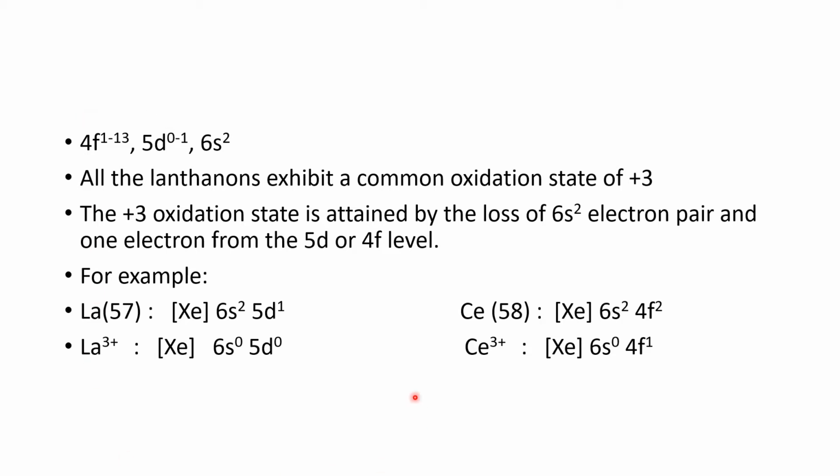Let us have a look at some elements. For example, lanthanum, atomic number 57, its observed outermost configuration is 6s2 5d1. So it exhibits the +3 oxidation state by the loss of 2 electrons from the 6s level and 1 electron from the 5d level. In case of cerium, atomic number 58, where the outermost electronic configuration is 6s2 4f2, the +3 oxidation state is attained by the loss of 2 electrons from the 6s level and 1 electron from the 4f level.